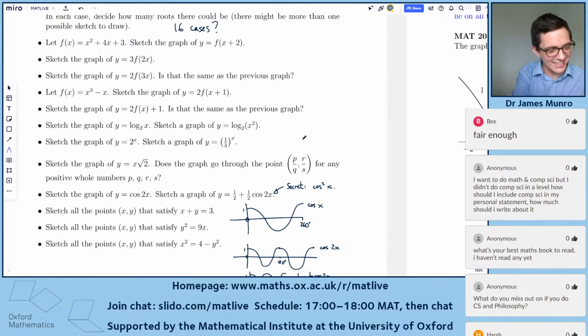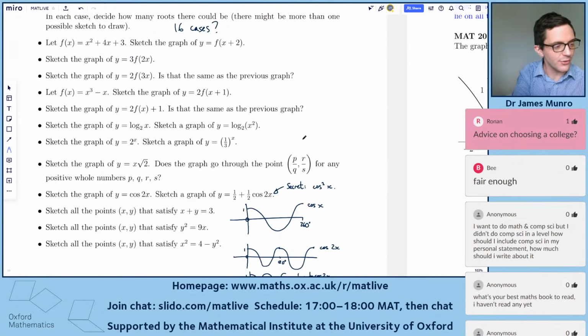Choosing colleges, Ronan. Oh wow, and Molly's got an actual practical suggestion here as well, which I'm going to read out. So for the people watching the stream back afterwards, Ronan's asked advice on choosing a college. I usually say something like, every college is the best, they all have access to exactly the same maths degree. Molly has put a comment underneath that you can't see on the stream.